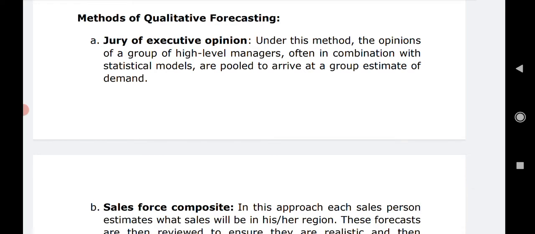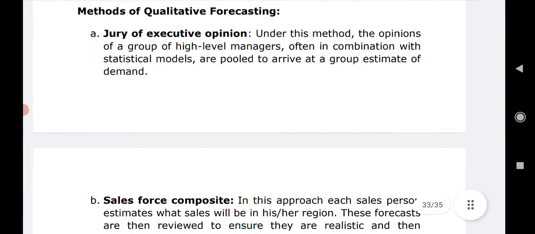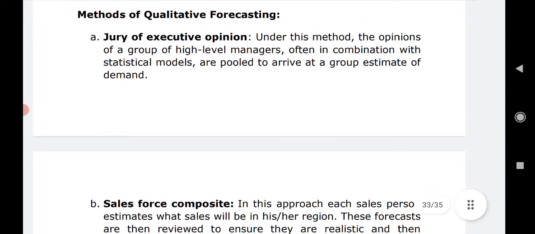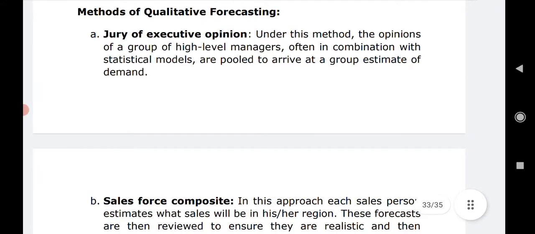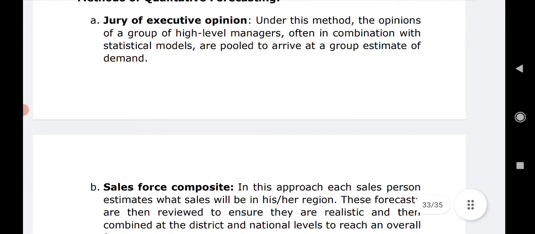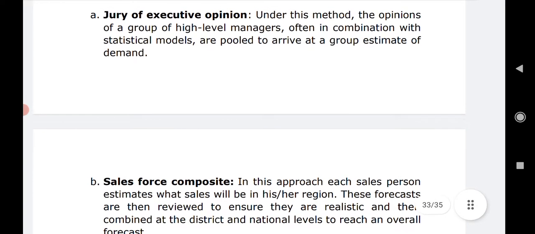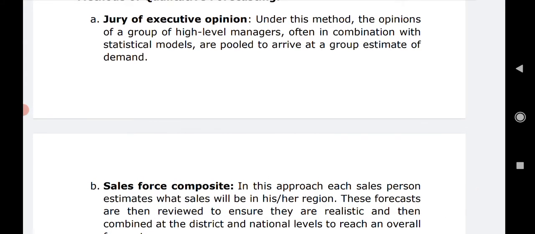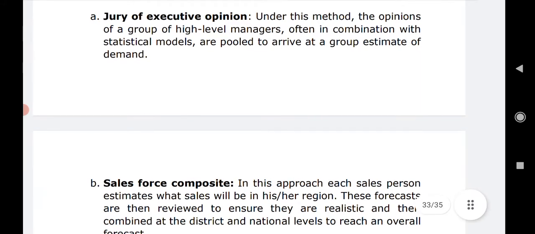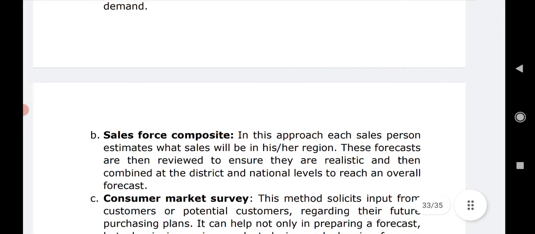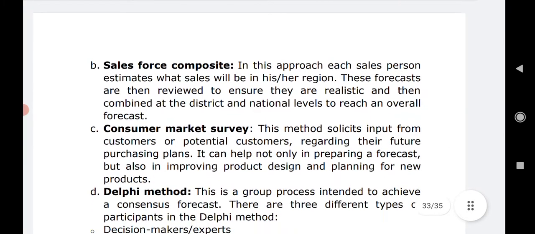As you can see here, the first method that comes up is jury of executive opinions. Under this method, the opinions of a group of high level managers, in combination with statistical models, are pooled and arrive at a group estimate of the demand. So the executive opinions of the high level managers are taken together, statistical models are pooled and then the decision may be taken, or maybe the demand may be estimated.